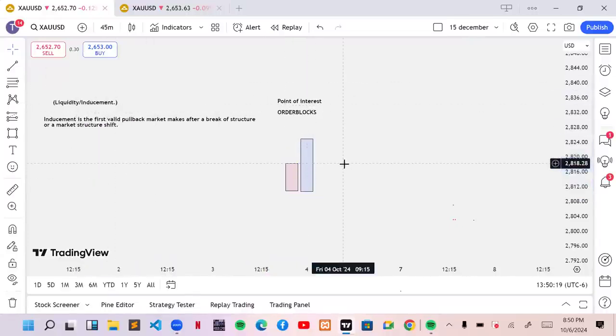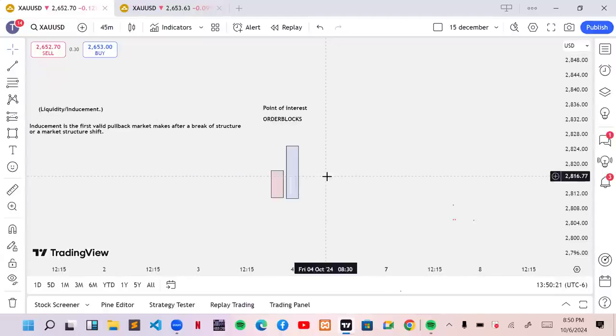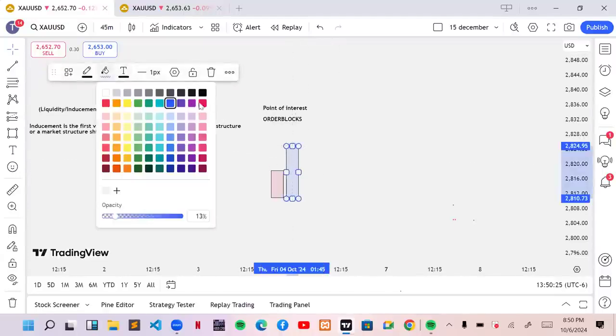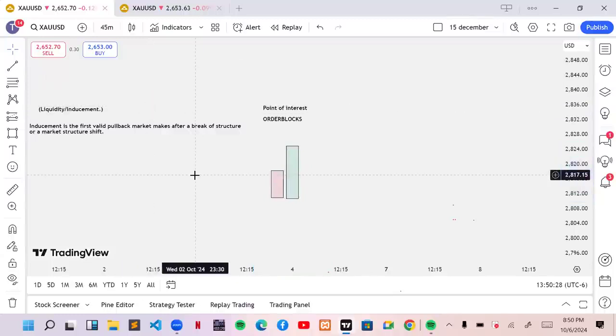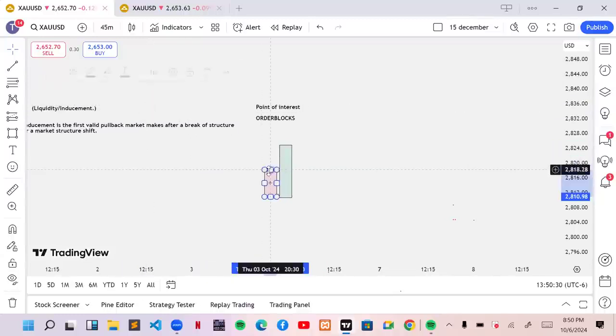So this is the bullish order block. If your chart is red and blue, you see, or if your chart is red and green, you see something like this. So it doesn't really matter. So this is a bullish order block.